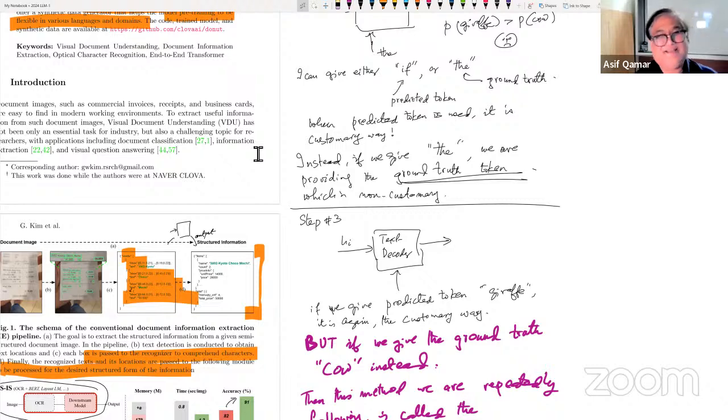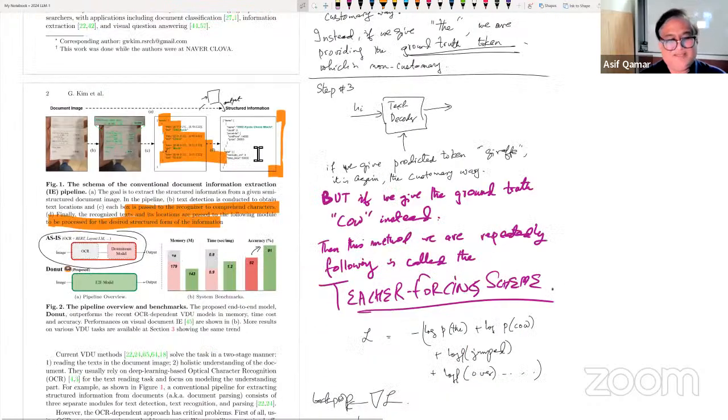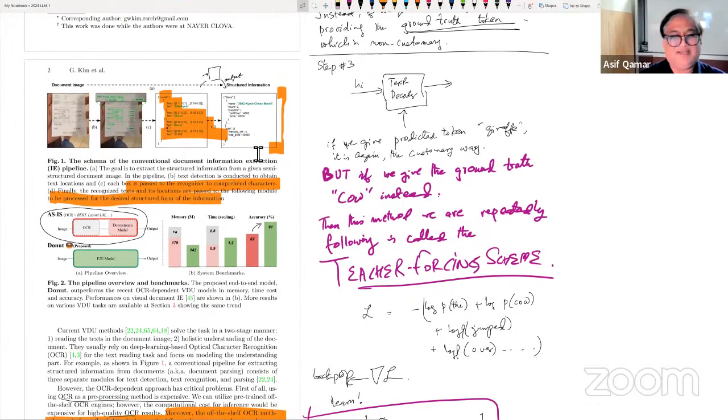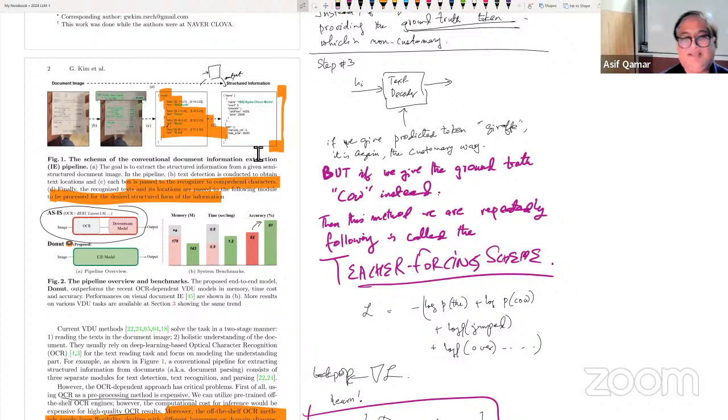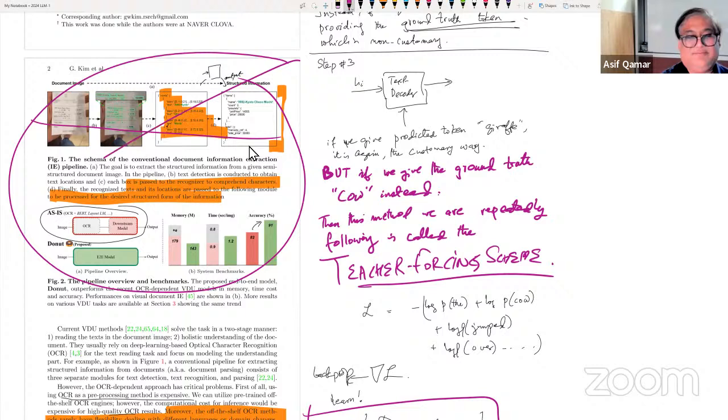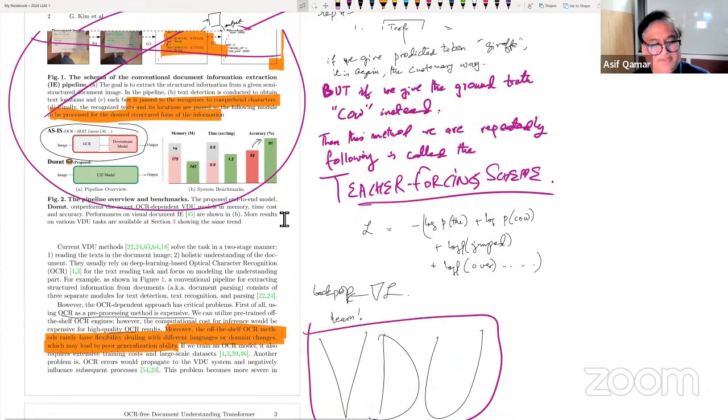So on this paper, on the left side, Figure 1 is a conventional method which uses OCR. This is where I basically got confused. So you're saying this goes away. Okay, got it. This is what we are doing away with.